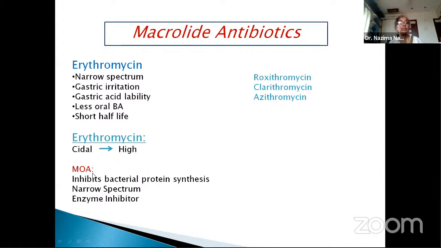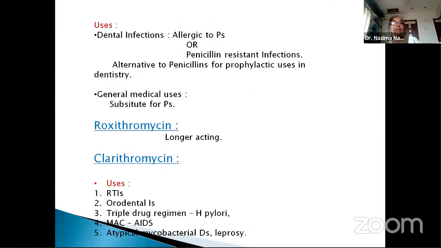It also acts by inhibiting bacterial protein synthesis, and again it has a narrow spectrum, mainly acting on the gram-positive organisms, and it is also an enzyme inhibitor. These are some of the features of erythromycin.